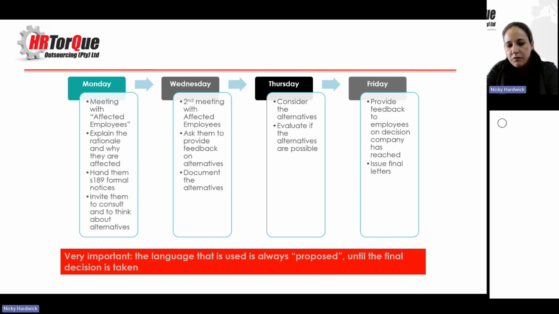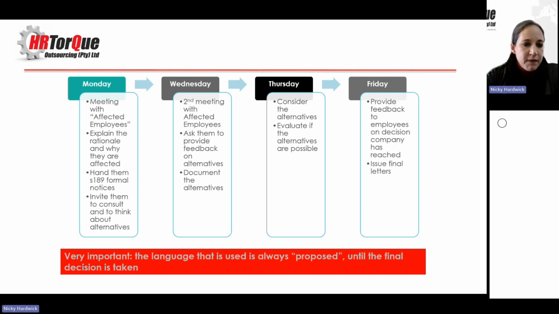What is the rationale that I've used? What are the selection criteria? What is the time frame that we're going to be working over? So if we consult now, when am I expecting the process to finish? And if I do issue notice of termination, when is that going to happen? So all of those things need to be in the letter.